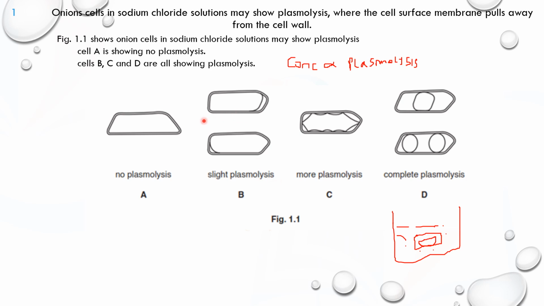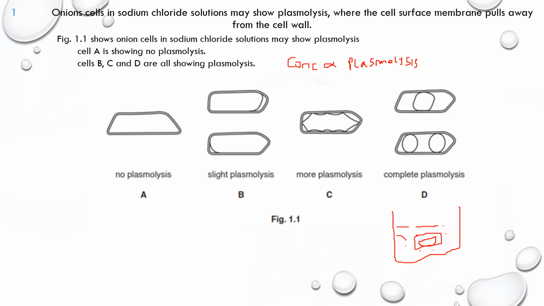So as the concentration of solute increases, the level of plasmolysis also increases. That means B will have less solute concentration compared to C. C has more solute concentration than B. That is why we have more plasmolysis. And D has a higher solute concentration than C and B. So now I'm just introducing this because it's very important, introducing part of this video.